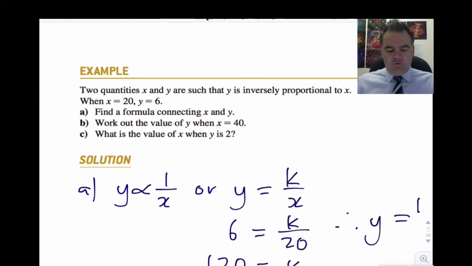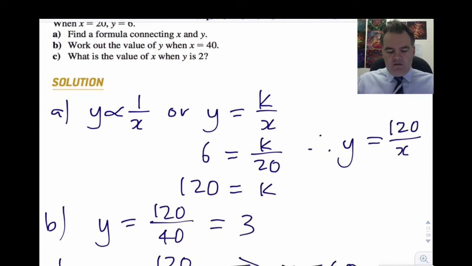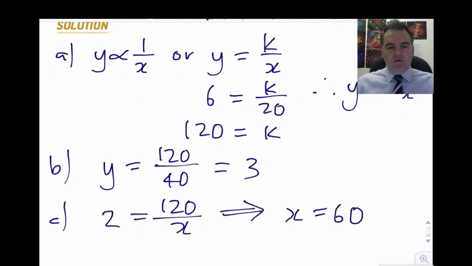So when x is equal to 20, y is equal to 6. So solving that equation, timesing both sides by 20, we get k is equal to 120. So the actual equation is y equals 120 over x. And now it's easy to work out the others. When x is equal to 40, y is equal to 3. When y is equal to 2, times both sides by x divided by 2, x is equal to 60.